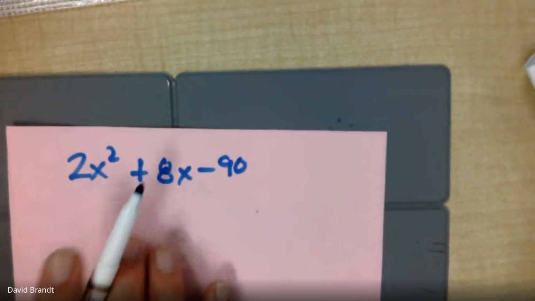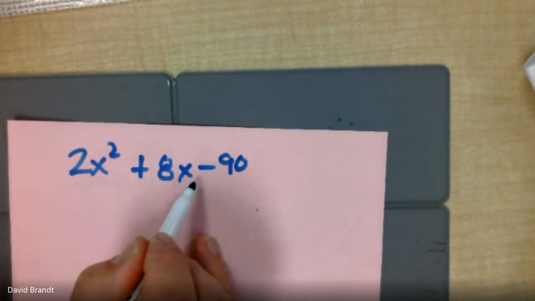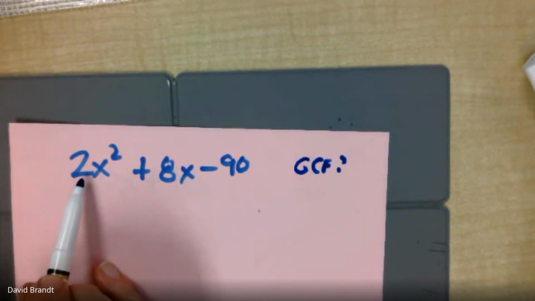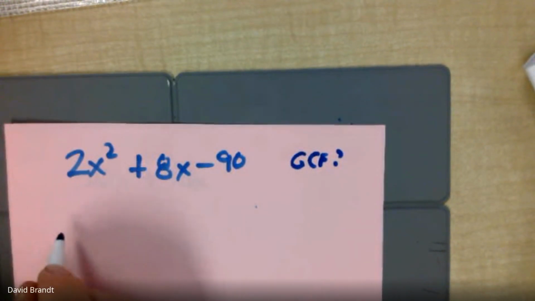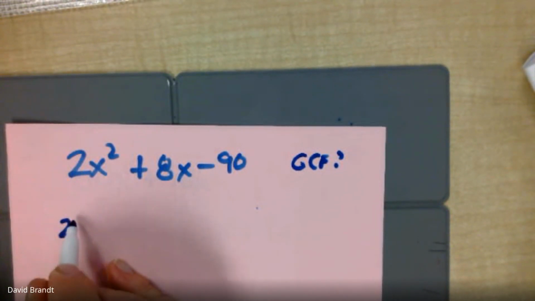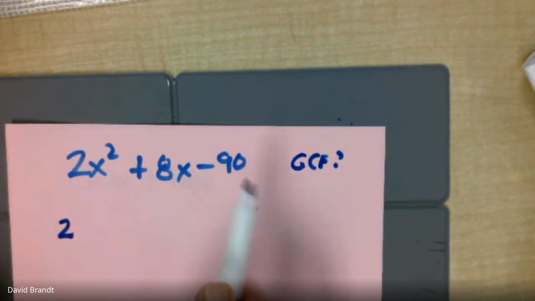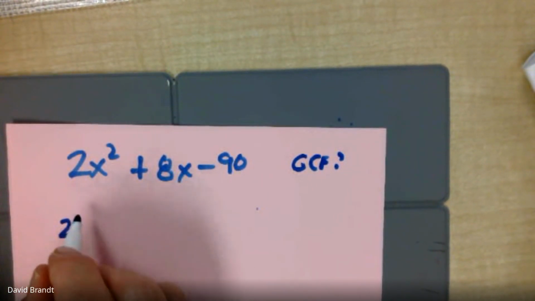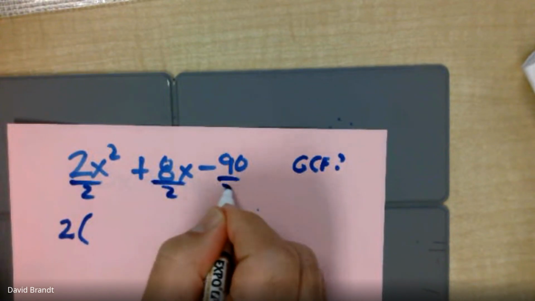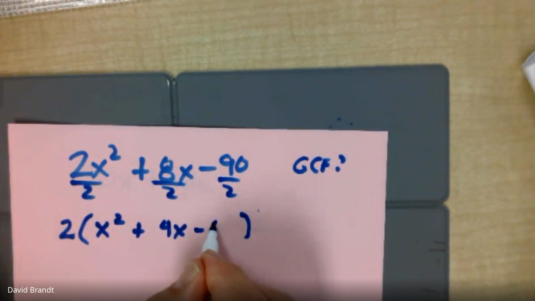All right, number 1 on your guided notes there is 2x squared plus 8x minus 90. Do we have a greatest common factor? Is there a number that goes into 2, 8, and 90? Yes, there is. There is a 2. But can I take out an x? Can my greatest common factor have an x on it? Hopefully you said no, because the last term does not have an x. So we cannot include an x in our greatest common factor. So we're just going to put a 2, and we're going to divide by 2, divide by 2, divide by 2. And that's going to give me x squared plus 4x minus 45.